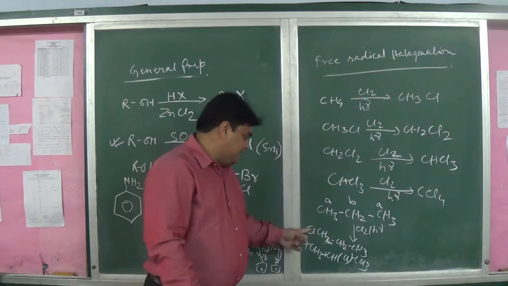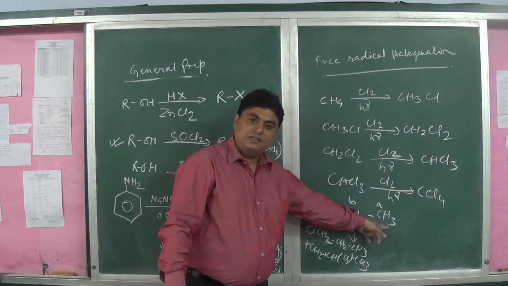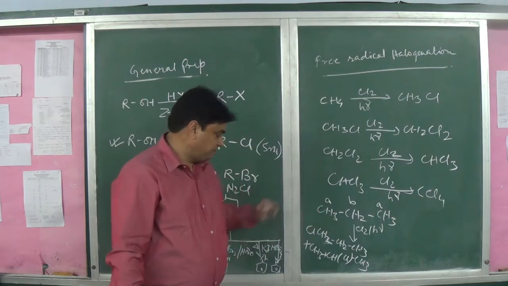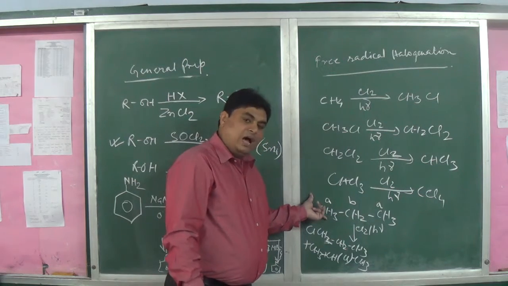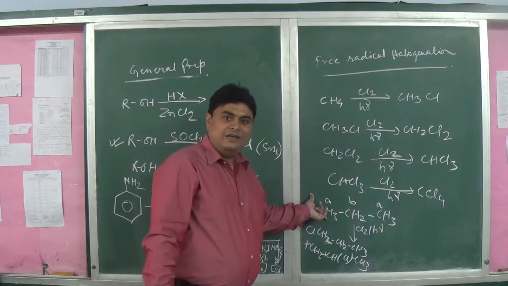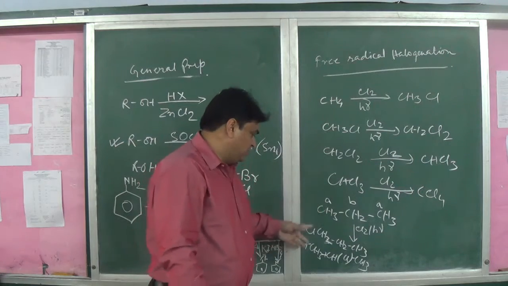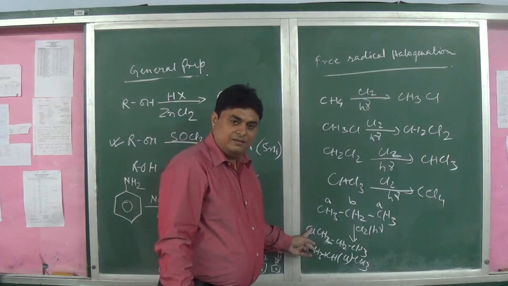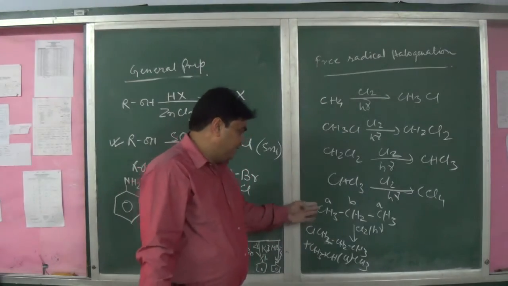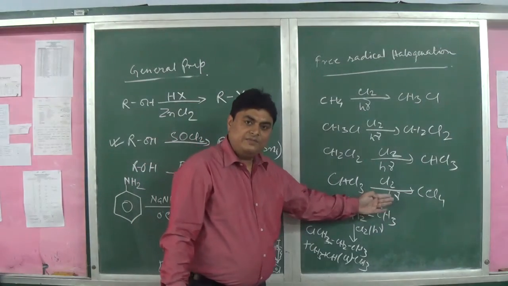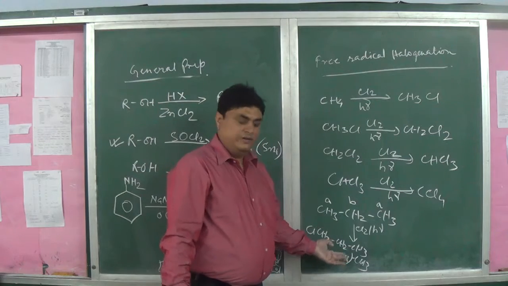You can write Cl replacing this hydrogen also, because they are equivalent. So if the question asks you, from propane, how many monohalo substituted haloalkanes can be obtained? So the answer is 2 over here. First, we have to identify the environment of the different types of hydrogen, and accordingly you can conclude.